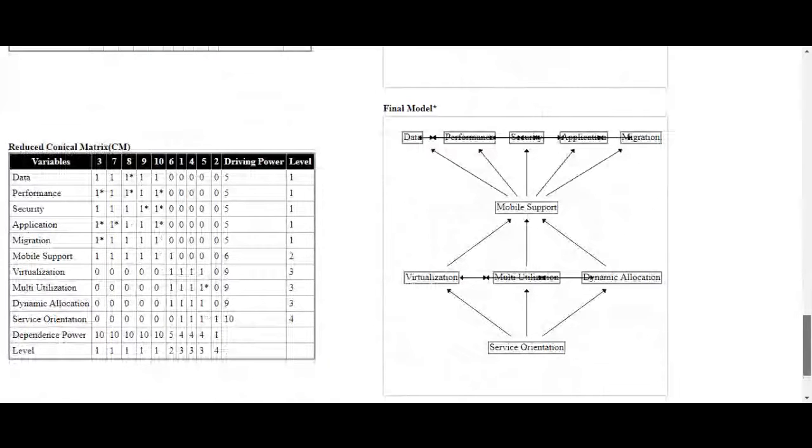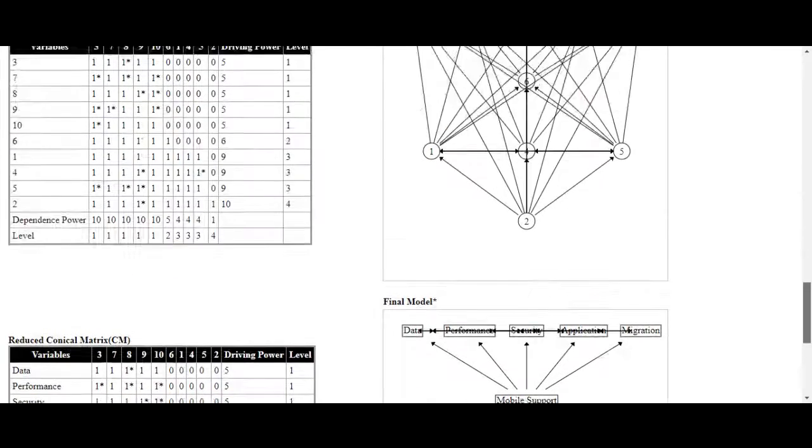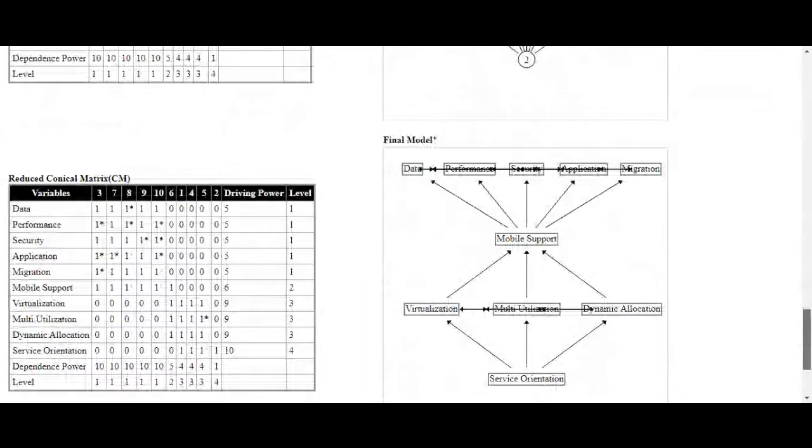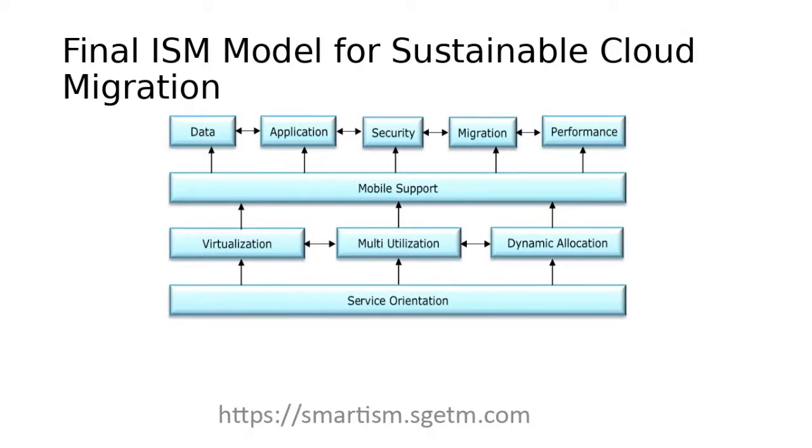In our paper we proposed a new concept here, the reduced conical matrix, to remove a lot of links to make a cleaner model, with labels in here. So we have this model, and finally we need to draw it using some graphic software. Let's go back and see our final model, how it has been drawn. This is how the final model which we have seen here was drawn.